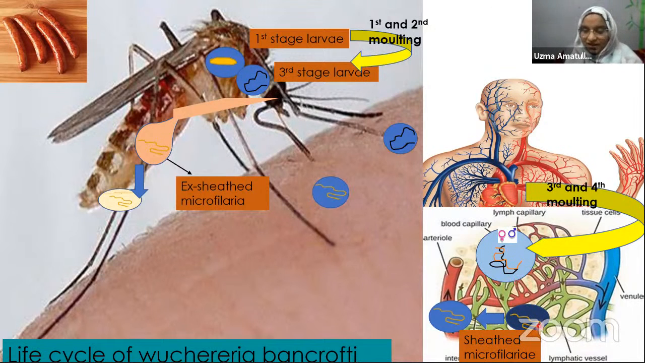After copulation, the female will release this microfilaria larva. And it is sheathed. Why? Because it is covered with a hyaline sheet. So this larva is the sheathed microfilaria larva. Now, this will move from the lymphatic vessels into the peripheral blood circulation. Peripheral means the outer, just below the skin, where the blood vessels are. In that it will come.